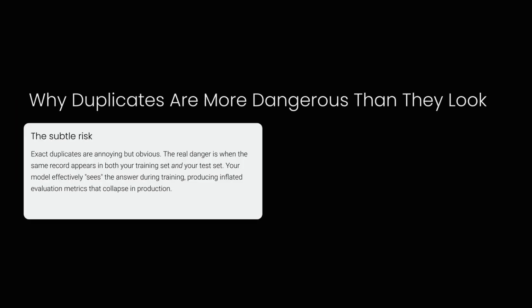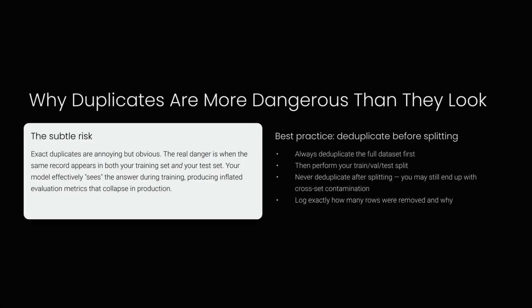The subtle risk of duplicates is contaminating your training and test sets. The best practice is to always deduplicate the full data set first before splitting, and to log the number of rows removed and why. Chapter 3 is about outliers. Outliers aren't always errors. They can be important data points. Removing them blindly can destroy a model's ability to learn rare but important patterns.